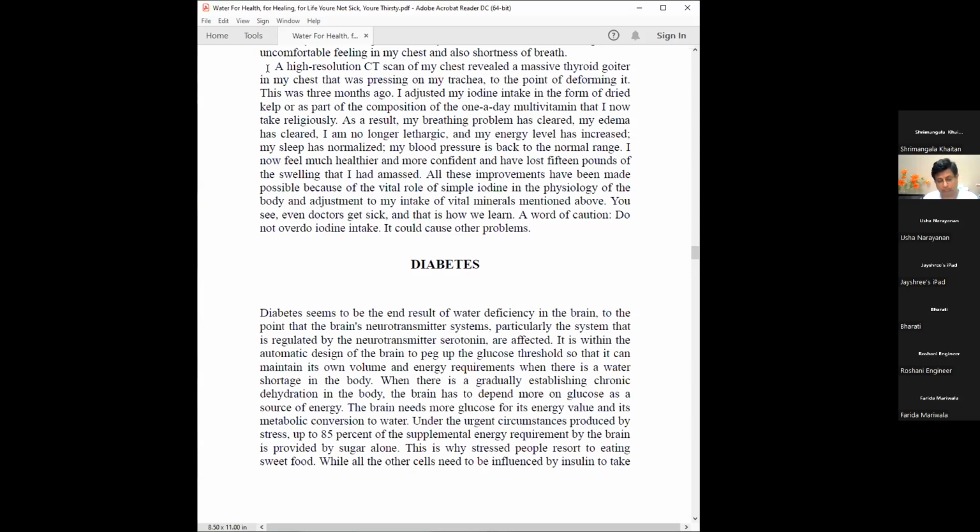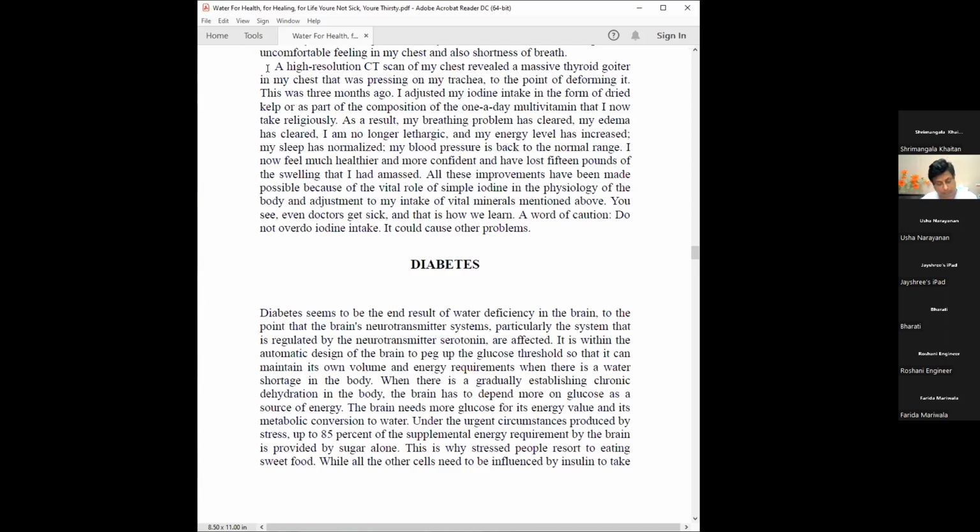Diabetes. Diabetes seems to be the end result of water deficiency in the brain, to the point that the brain's neurotransmitter systems, particularly the system that is regulated by the neurotransmitter serotonin, are affected. It is within the automatic design of the brain to peg up the glucose threshold so that it can maintain its own volume and energy requirements when there is a water shortage in the body. The brain has to depend more on glucose as a source of energy. The brain needs more glucose for its energy value and its metabolic conversion to water.